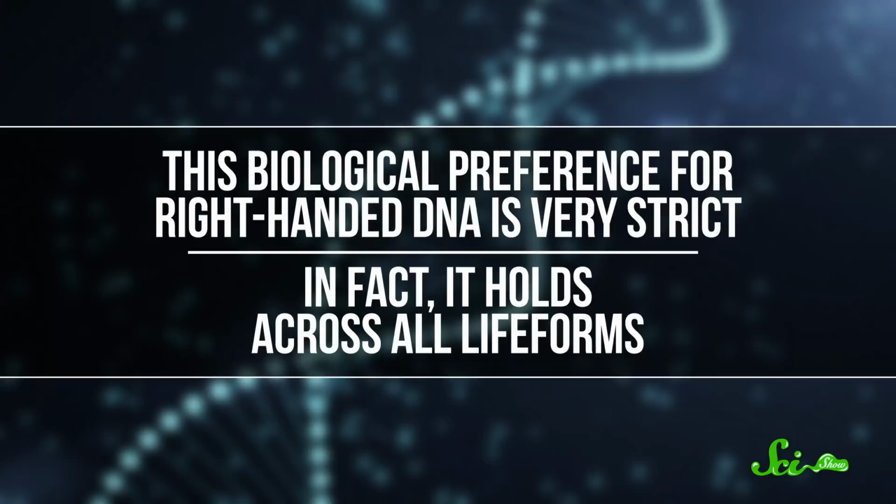This biological preference for right-handed DNA is very strict. In fact, it holds across all life forms, which is kind of odd. Why does DNA have to twist the same way in every living organism?